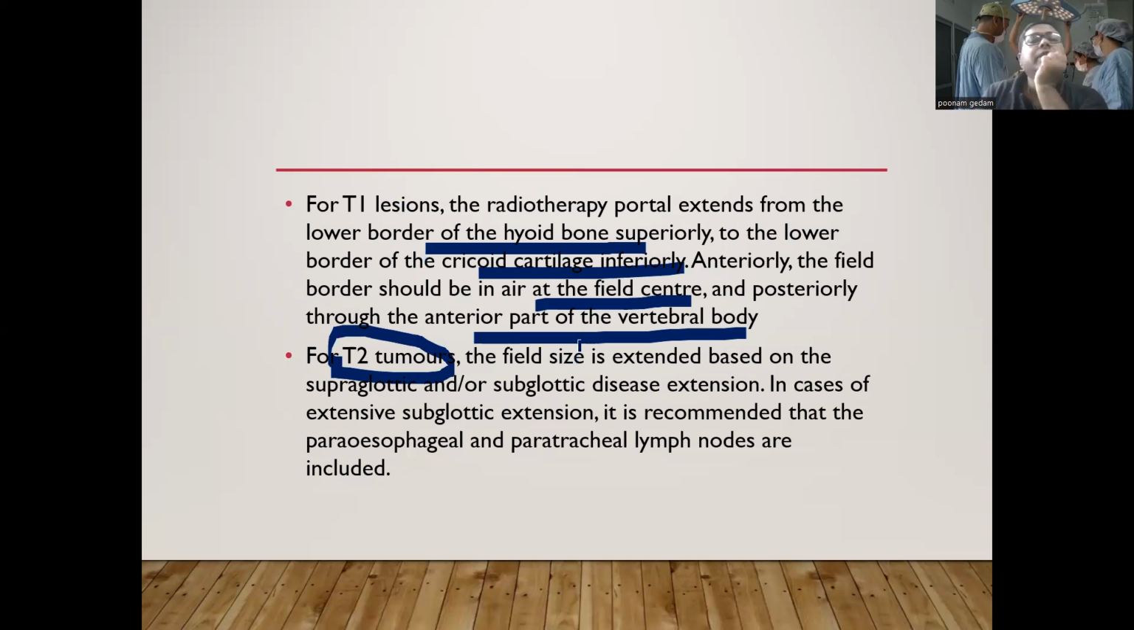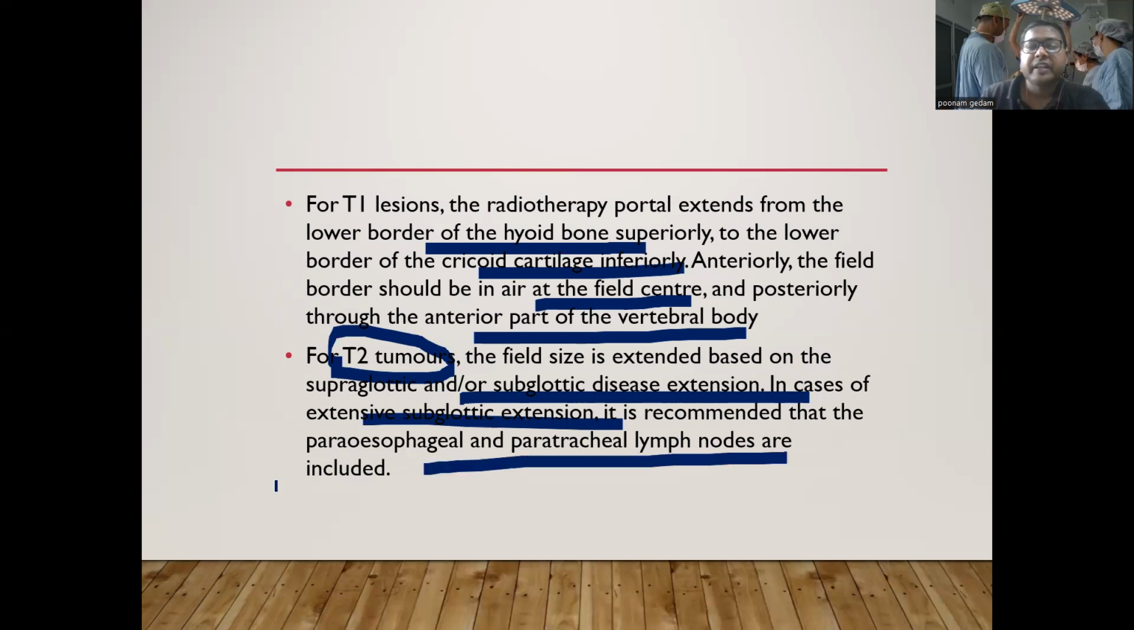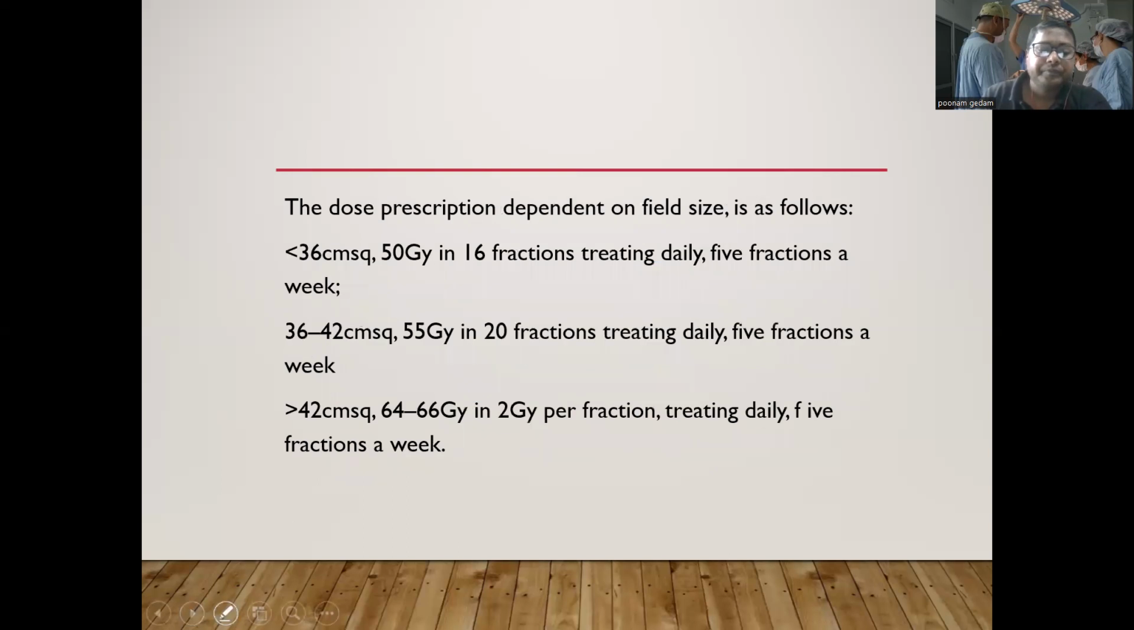Then see, for T2 tumors the field size is extended based on the supraglottic or subglottic disease extension. In case of extensive subglottic extension, it is recommended that the paraesophageal and paratracheal lymph nodes are included.